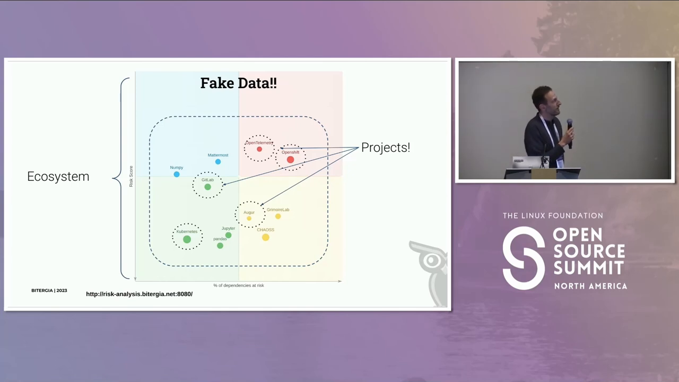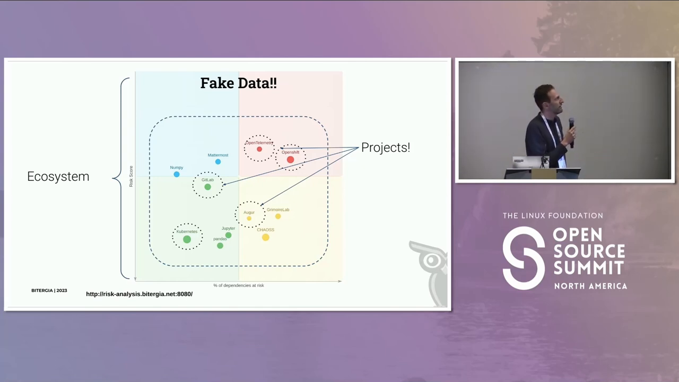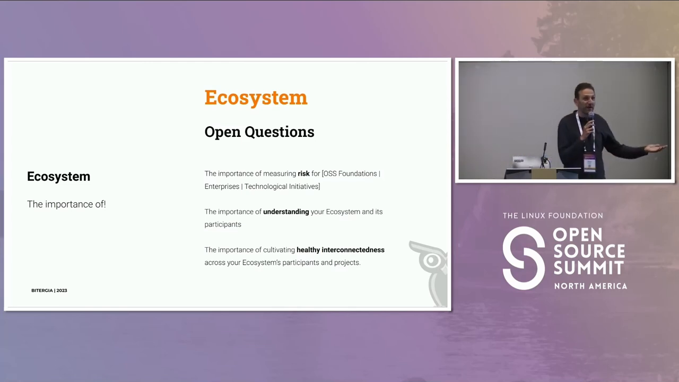But at least by having pointers, because we are talking about the level of thousands of dependencies, it's really hard to do this manually. So we need a data-driven approach to focus, or to try to guess what's going on in my open source ecosystem. And risk is one of those aspects that we should be measuring. And then we discuss the importance of the ecosystem, right? Which is why we are all talking today about the ecosystem.